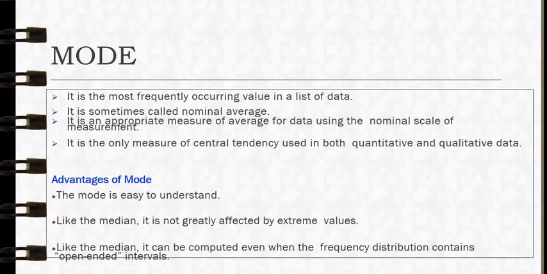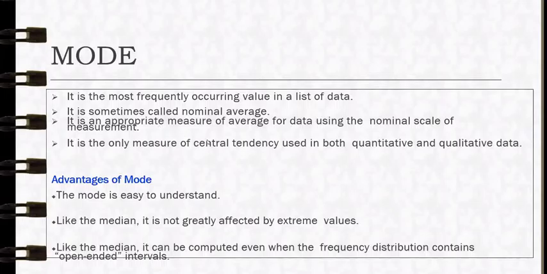How do we define the mode? It is the most frequently occurring value in a set of distribution. Sometimes called nominal kasi ginagamit natin for qualitative data. It is an appropriate measure of average if we're looking for the average for data using the nominal scale of measurement, like colors, favorite, most preferred size or color. It's also the only measure of central tendency that can be used in both quantitative and qualitative data. It can also be used for open-ended intervals.